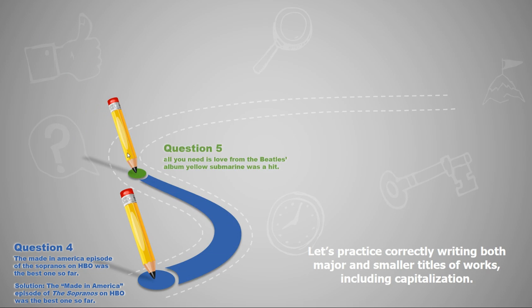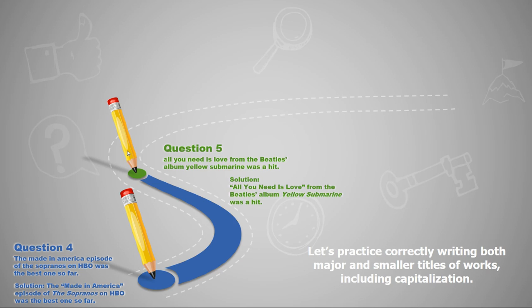All right. The next example is All You Need Is Love from the Beatles' album Yellow Submarine was a hit. Again, there is a major piece of work in here and there is a smaller work. Italicize or underline the major and put the shorter work within quotation marks, and make all capitalization corrections.